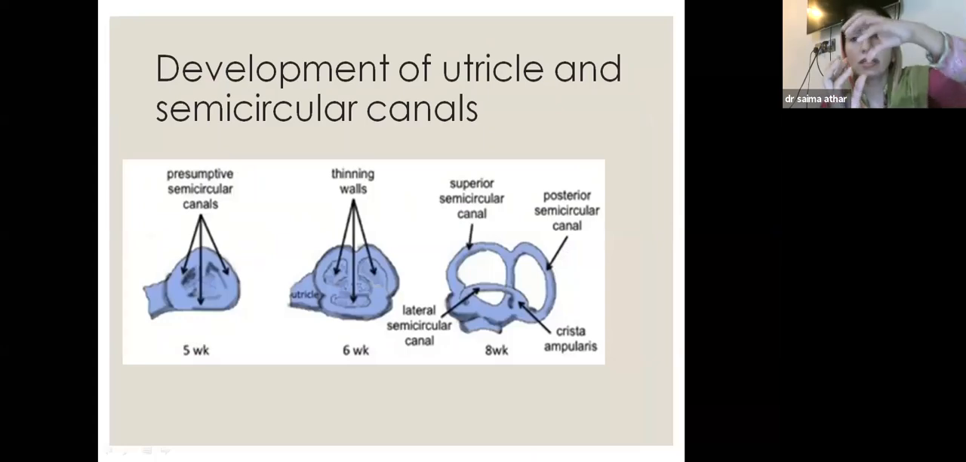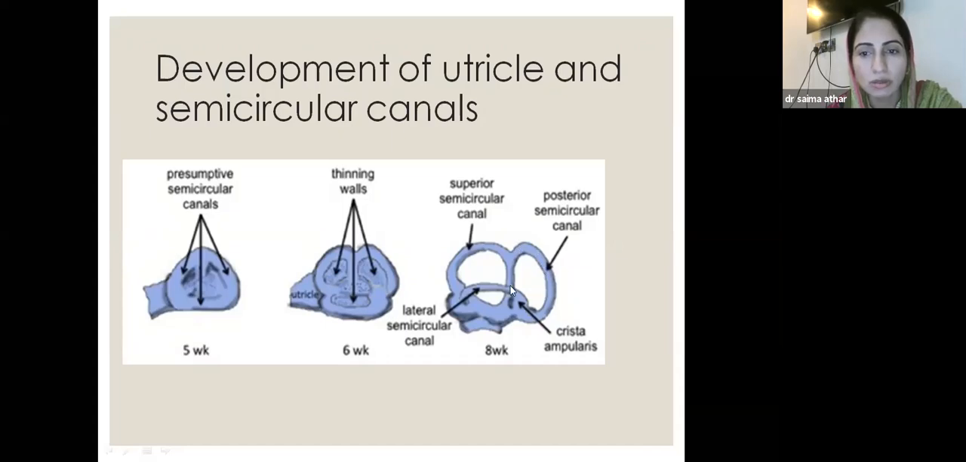As I said, the utricle is the posterior part of the otic vesicle. The anterior or ventral part of the otic vesicle was the saccule. The posterior or dorsal part is the utricle. Now, in the utricle, you can see this is single, but later on it divides into three separate canals. These three separate canals will ultimately join together, grow, and form the three semicircular canals.